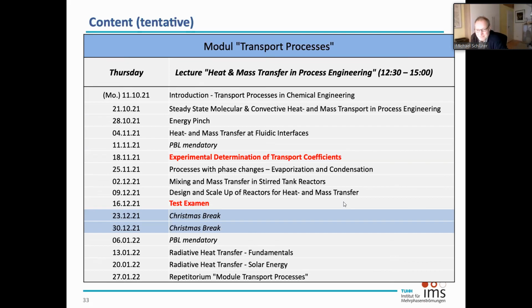Actually, next week we will talk about mixing and mass transfer and stir tank reactors, or maybe we first do the design and scale up. I cannot say this right now, depending on if we can go to the lecture room again or not. So if we are online, then probably we will first talk about mixing, mass transfer and stir tanks. And if we are in presence, we will use this topic, design and scale up of reactors.